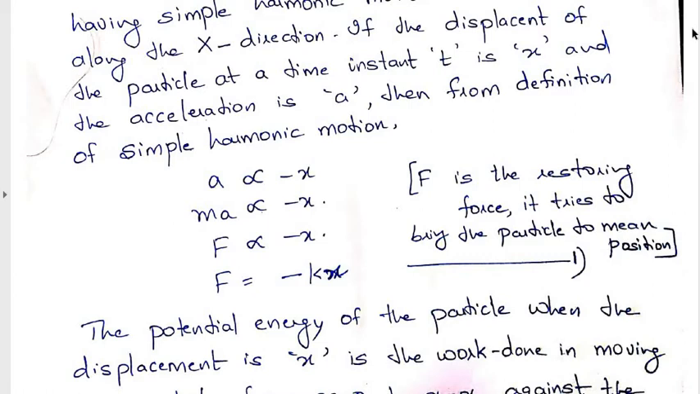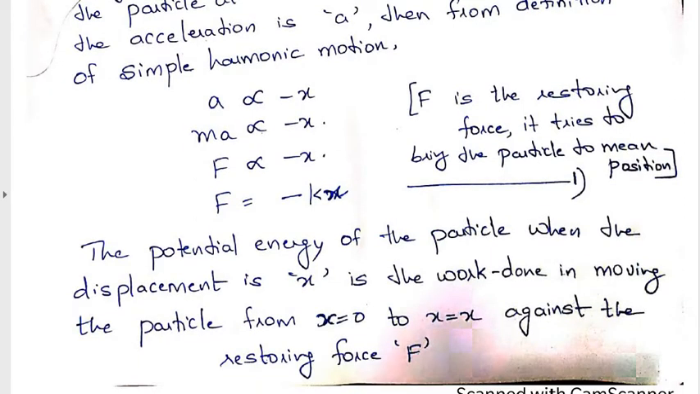So F is equal to minus kx, where k is a constant, the constant of that particular object which is describing the simple harmonic motion. F is also called the restoring force, as it will try to bring the particle which is displaced back to the mean position or the equilibrium position.